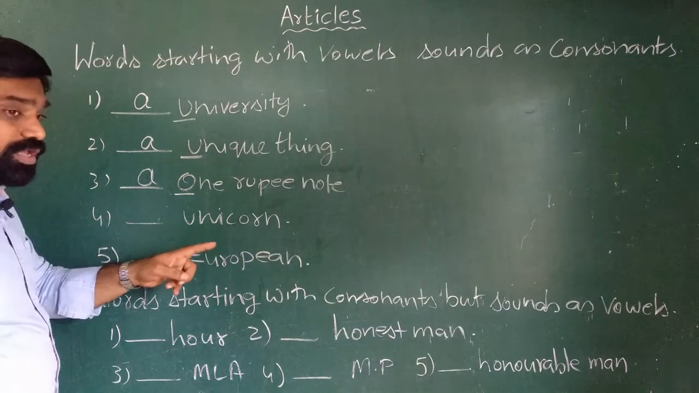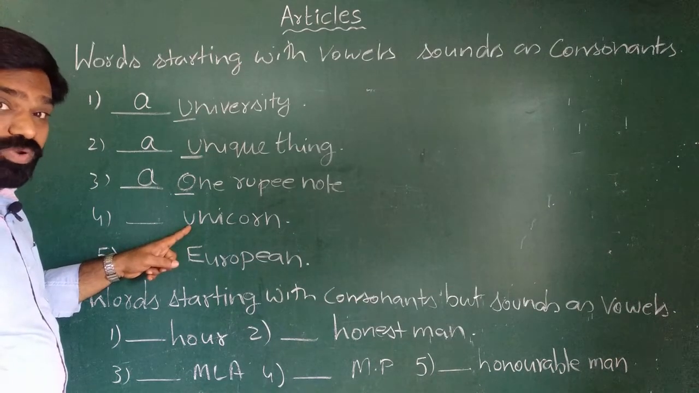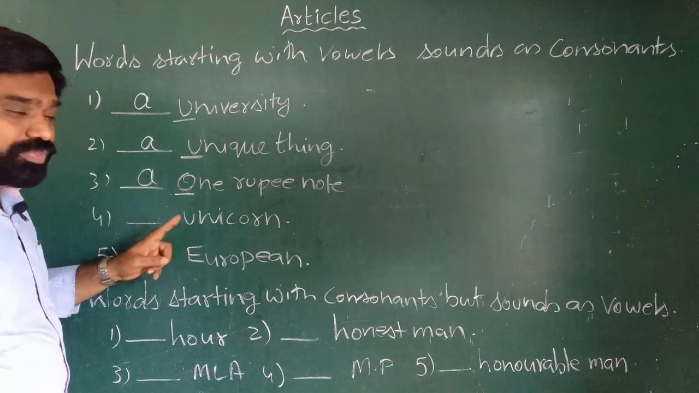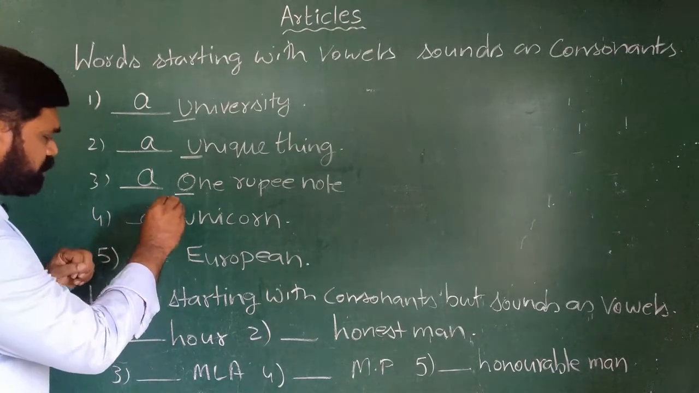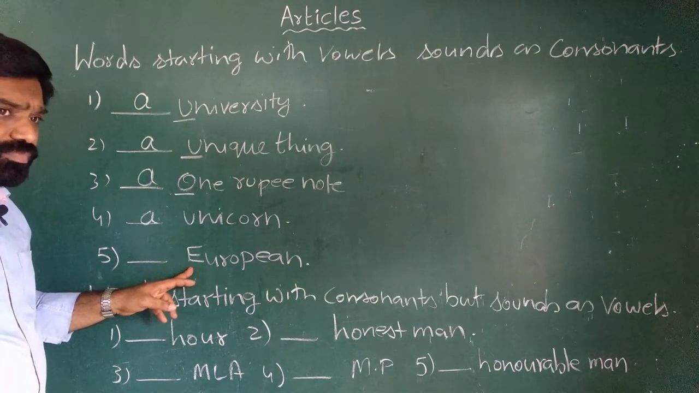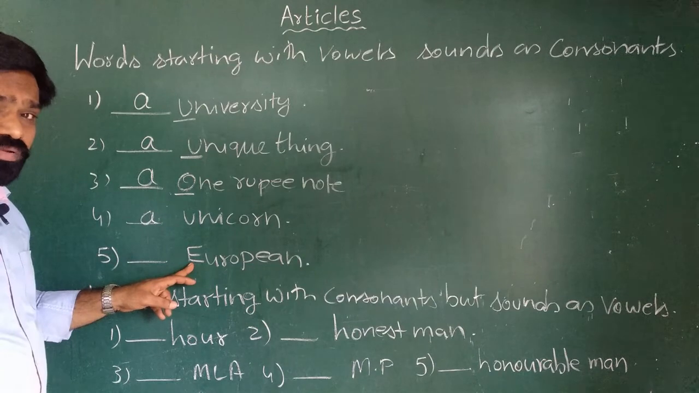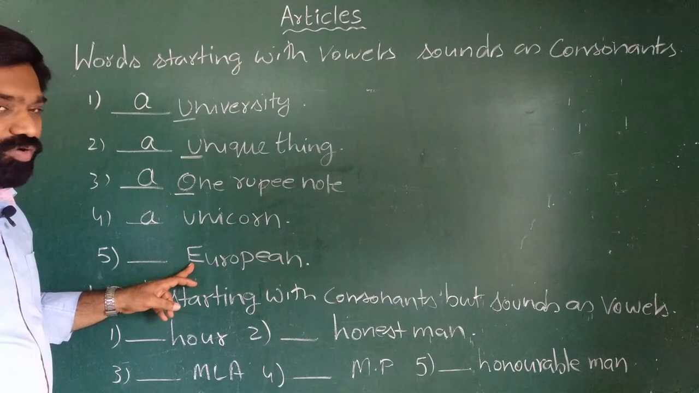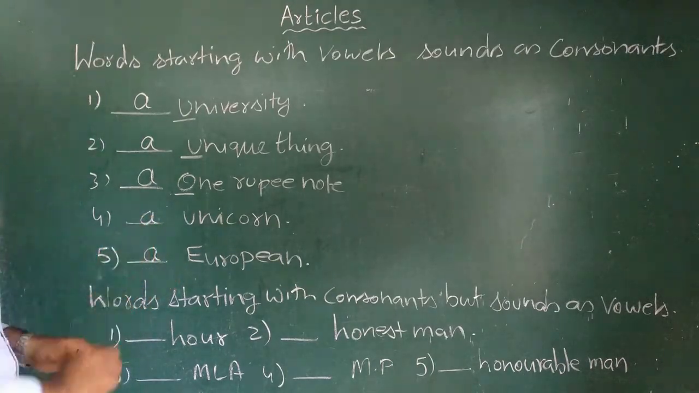Similarly, unicorn. Though it begins with U, which is a vowel, the sound is U. U is not a vowel sound. So we say a unicorn. And the last one, European. The starting letter is a vowel, but the sound is not a vowel sound. So what we'll do? We'll use a European.